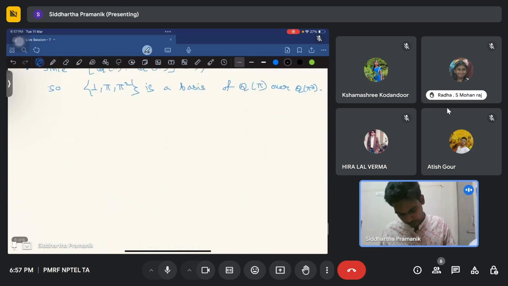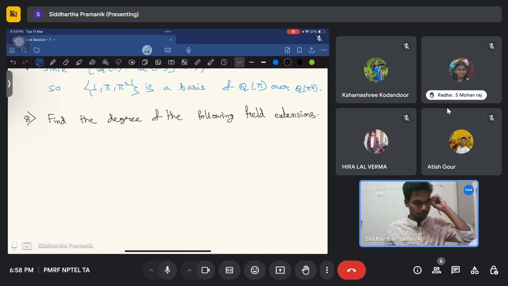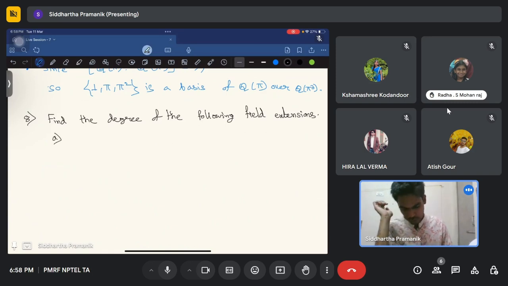So problem number 8. Find the degree of the following field extensions. So let's start with this. Okay, first let's find the irreducible polynomials. So let's do it step by step.